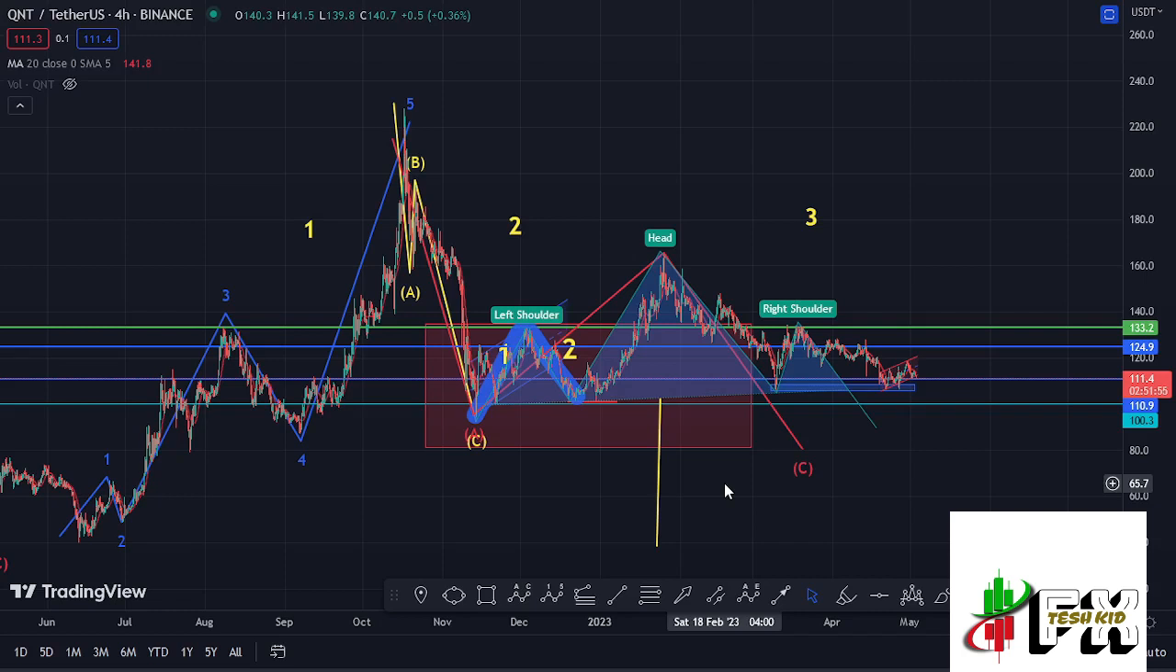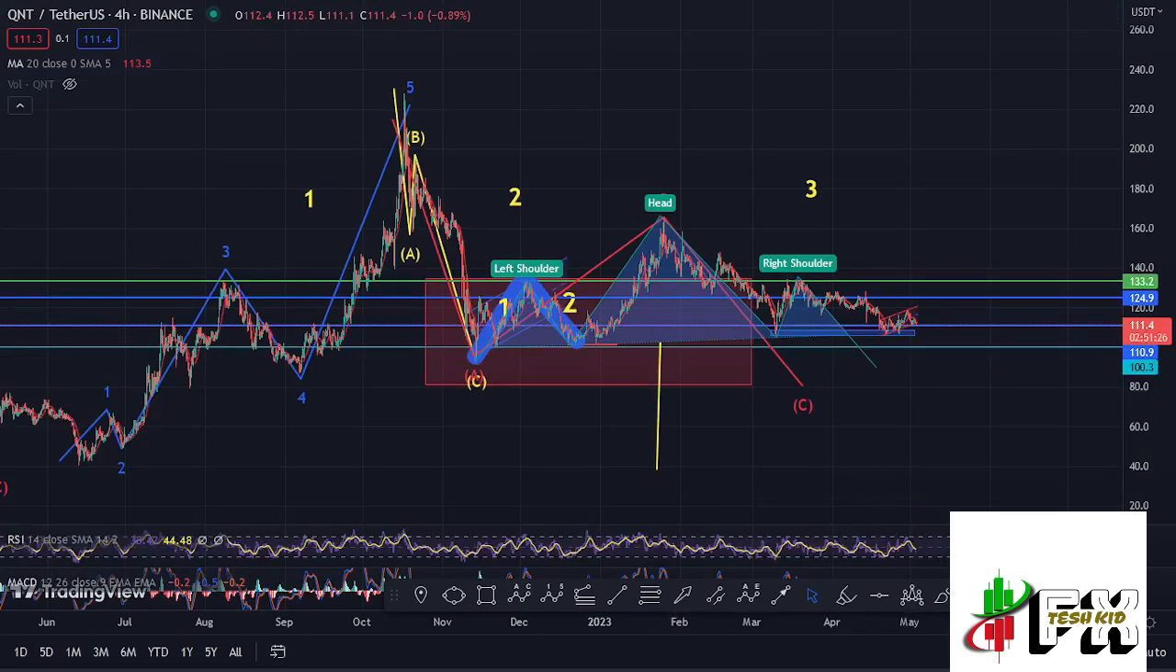So let's continue watching those significant areas of support at around the $110.9 mark and the $106.6 mark. Because if we continue holding above them, then there are high chances that we are going to see that bounce back to the upside, and we are not going to see an $80 Quant very soon. So that is what I have here on the Quant chart.